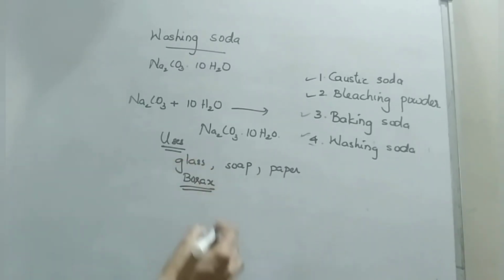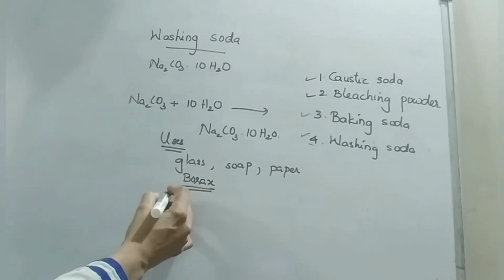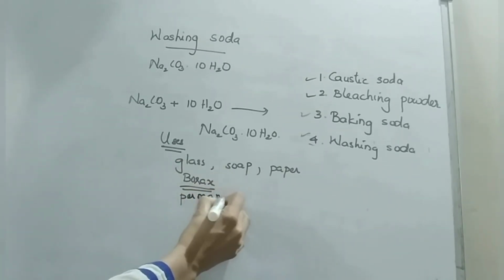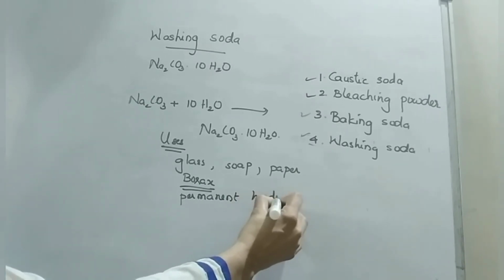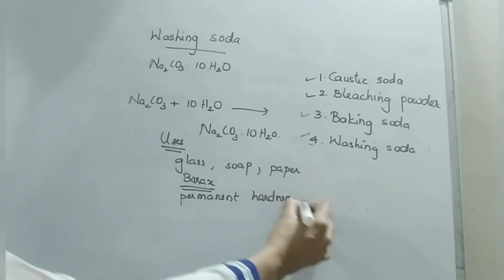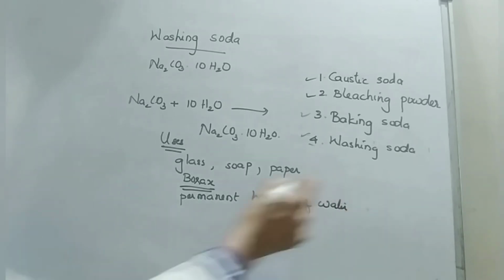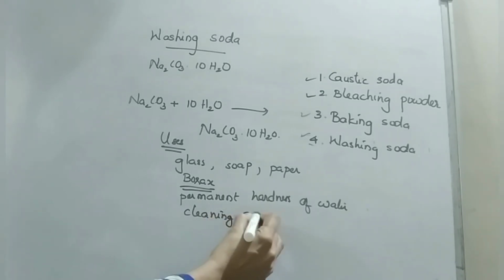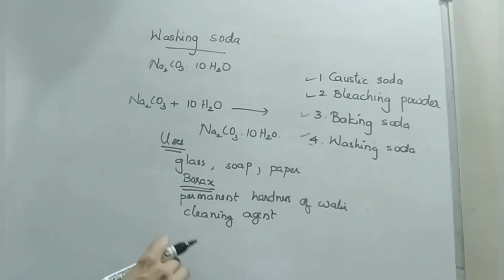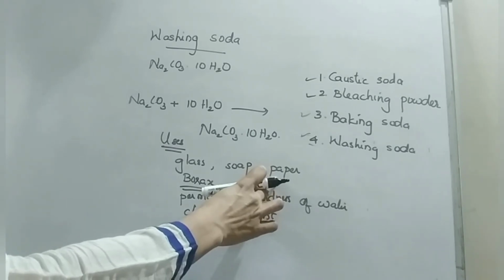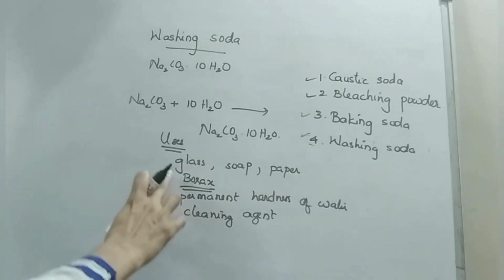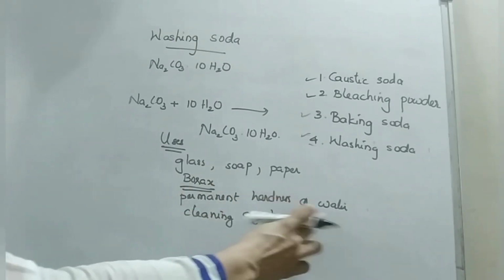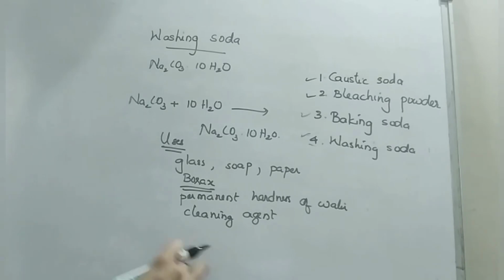And the next use, a very important use: it is used for removing permanent hardness of water. Some places have hard water, so the permanent hardness has to be removed. And the last one, it is a good cleaning agent. So what are the uses? It is used in glass, soap and paper industry. It is used in the manufacture of sodium compounds such as borax, to remove permanent hardness of water, and as a cleaning agent.